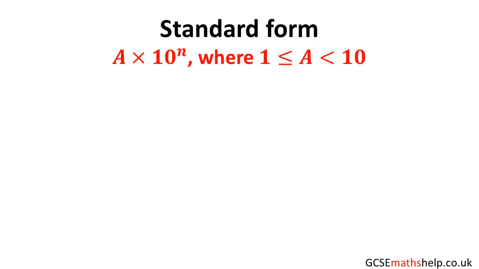Finally, we're going to be working on standard form. Now a number can be written in standard form if it can be written as a times 10 to the power of n, where a is between 1 and 10. Crucially, a could be equal to 1 but not equal to 10. Let's deal with large numbers first.